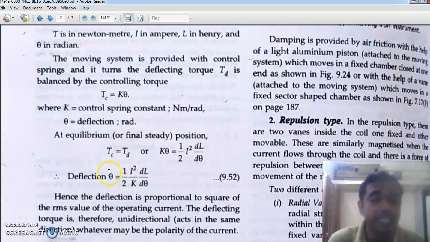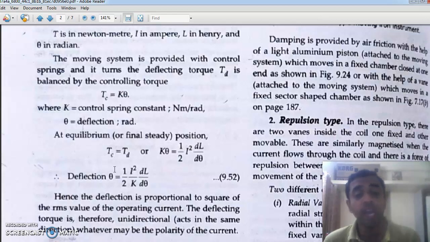By seeing this equation you can confirm that theta does not have a linear relationship with current. Instead it has a square relationship. The equation follows a square law, that is theta is more or less proportional to I square. I cannot directly say that theta is directly proportional to I square, since half is a constant, but dl by d theta is not a constant. Because as current varies, L varies, theta also varies, so dl by d theta is no longer a constant quantity here.